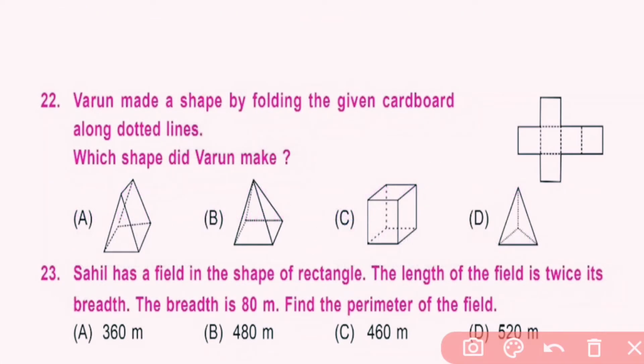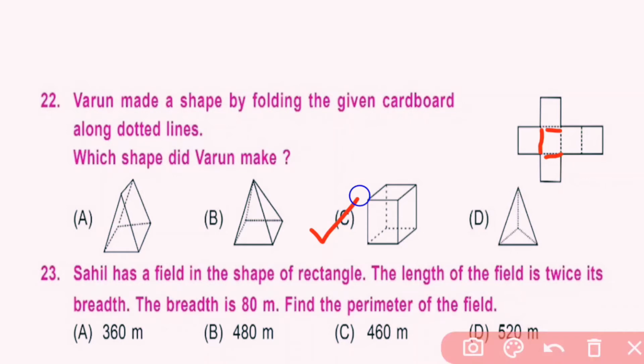Question number 22. Varun made a shape by folding the given cardboard along the dotted lines. Which shape did Varun make? He folded along these dotted lines. Then he will make a cube. C is the right answer.